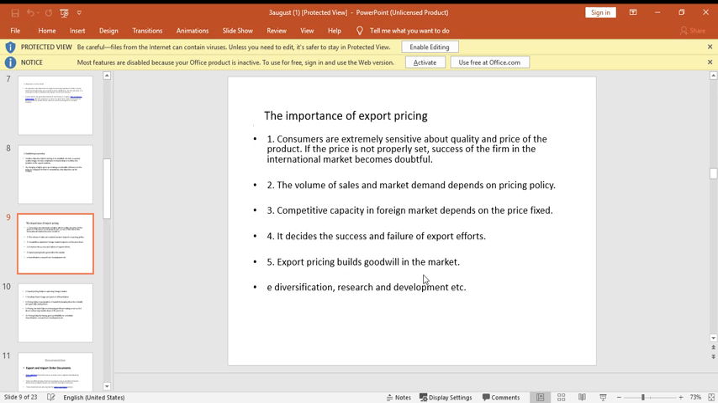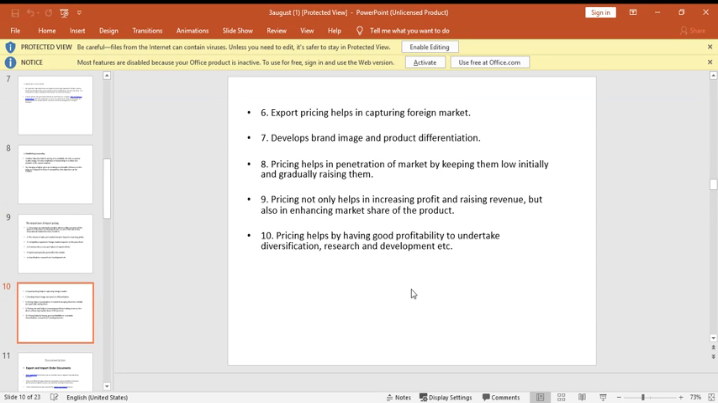Export pricing builds goodwill in the market. Diversification, research and development, etc. Export pricing helps in capturing foreign market, develops brand image and product differentiation. Pricing helps in penetration of market by keeping prices low initially and gradually increasing them.